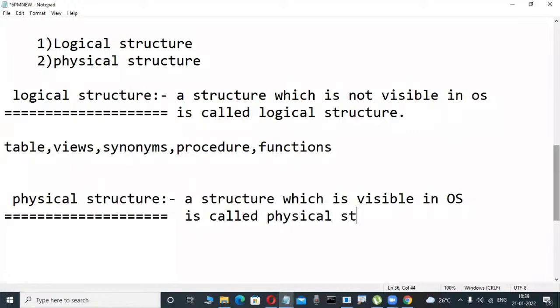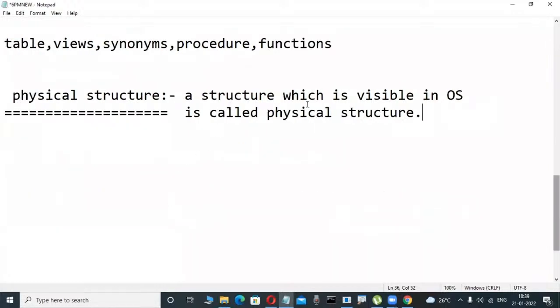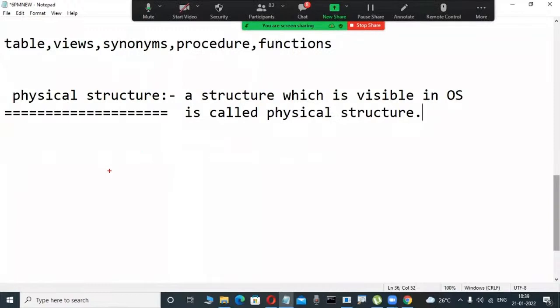Who are the persons working in this physical structure? It's a big concept. I'm just telling the definition side, because today I will tell you which definition of database is correct. A structure which is visible in the operating system is called a physical structure. Suppose I am installing software, some physical files are created in a disk. Suppose your PowerPoint, MS Access, Word, anything we are loading, physical files are created.